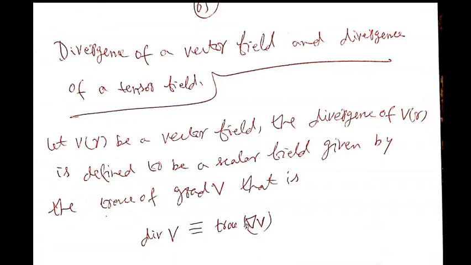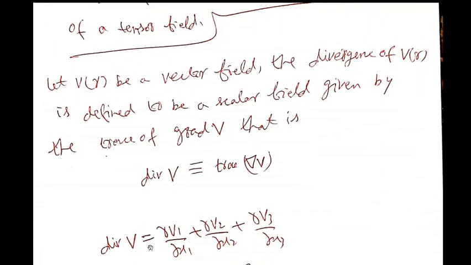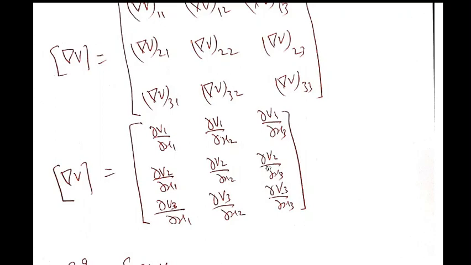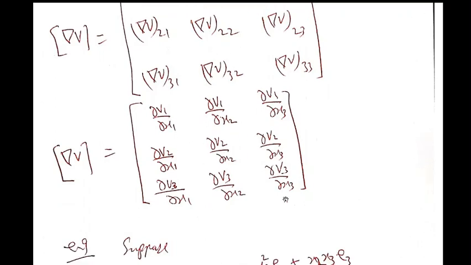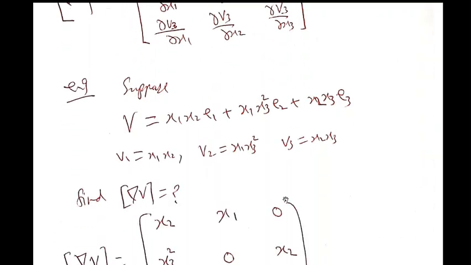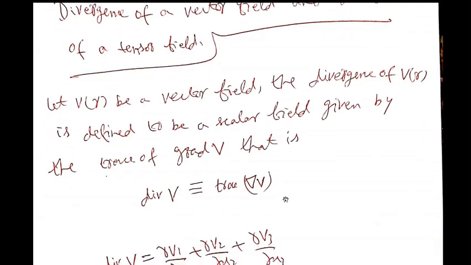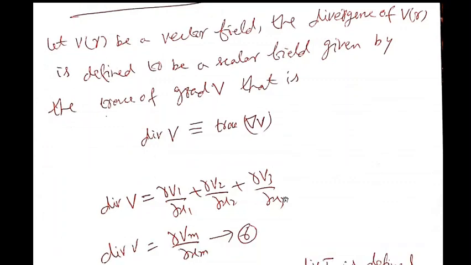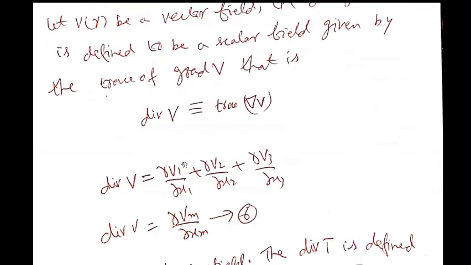This is basically this thing. What is the trace of the gradient of V? You can see that partial V1 partial x1 plus partial V2 partial x2 plus partial V3 partial x3 is simply the divergence of V, the trace of the gradient of V. And we can write this as partial Vm partial xm, equation number 6, the divergence of V. Now you can see that when you take the divergence of vector field V, you will have a scalar.